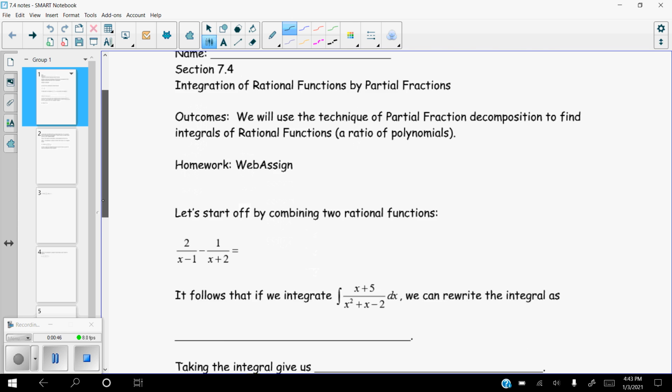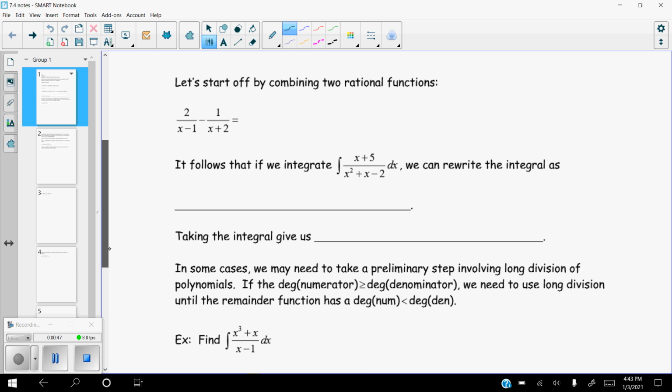All right. In order to understand what's actually happening here, let's start off by combining two rational functions. So if we had 2 over x minus 1 minus 1 over x plus 2, just like with any other fraction, you'd need to have a common denominator in order to add or subtract the two fractions together. Well, in this case, we need to get the common denominator, which is just going to be a multiplication of the two linear denominators, x minus 1 and x plus 2. So we know that the denominator is going to be x minus 1, x plus 2.